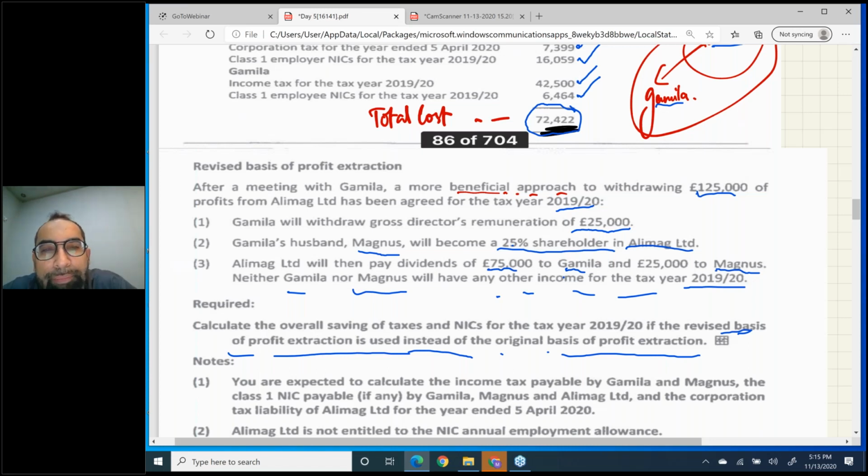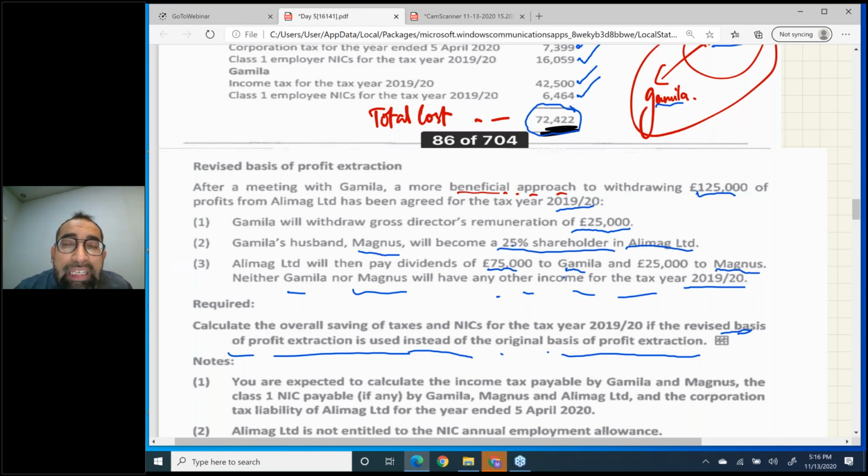Okay, now let's think over it. First of all, think about Jamila. Company's taxable profits, that means the company's trading profit, is 180,000. Now look at it. In this scenario, the company will pay 25,000 salary to Jamila. Yes, salary is an allowed expense. I taught you before the break, salary is an allowed expense. So from the company's profit, I am going to deduct the salary.